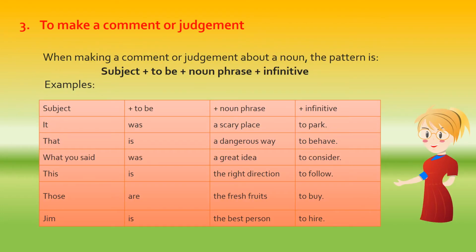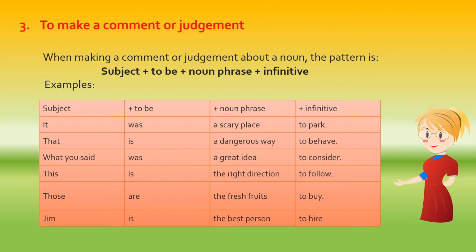All right. Infinitives are also used in making a comment or judgment. When making a comment or judgment about a noun, we follow a certain pattern. Subject, followed by the be verb, followed by a noun phrase, and followed by the infinitive. So notice that normally the infinitives are located at the end of the sentence. Let's take a look at the following examples.